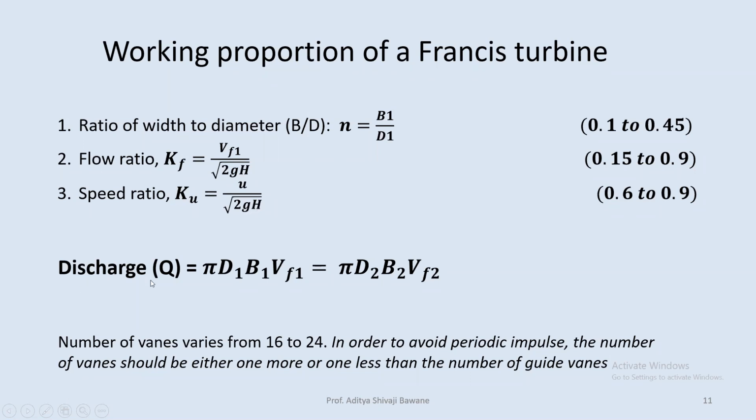Here there is a change for discharge, since entry is radial and exit is axial. Discharge can be calculated as pi d1 b1 into Vf1 at inlet, equal to pi d2 b2 Vf2 at exit. Since the flow rate or water quantity remains the same at inlet and outlet, these two equations can be equated. From these two equations we can find the diameter at inlet or outlet, the width at inlet or outlet, or the flow velocity at inlet and outlet. Again, the number of vanes varies from 16 to 24.